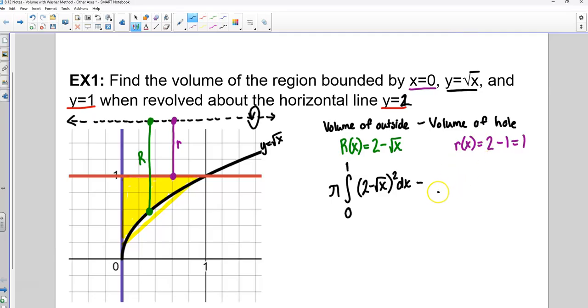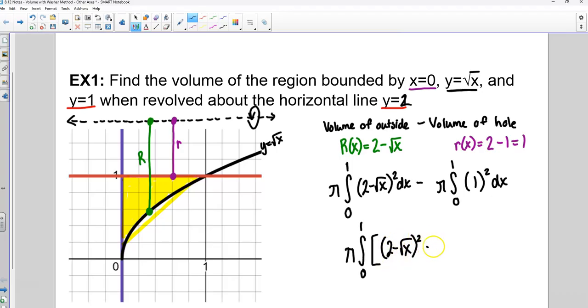And so now I'm just plugging this in. Pi integral from 0 to 1, 1 squared dx. If it's a free response, I'd stop here. You've got it. If it is multiple choice, there is a pretty decent chance they are going to write it all together. So they'll put the pi, the integral from 0 to 1 here, and then they'll have 2 minus the square root of x squared minus 1 squared dx.